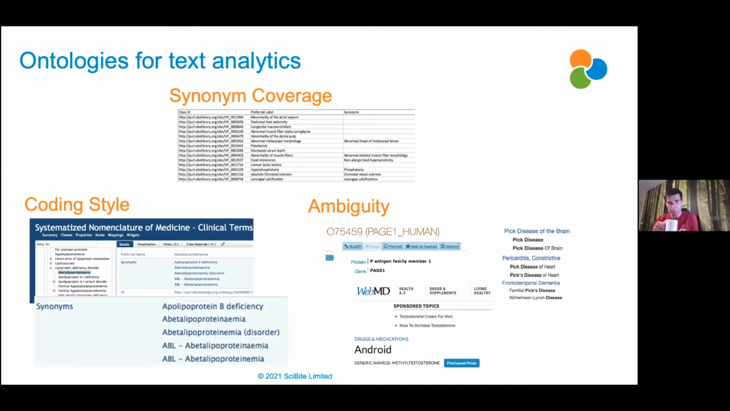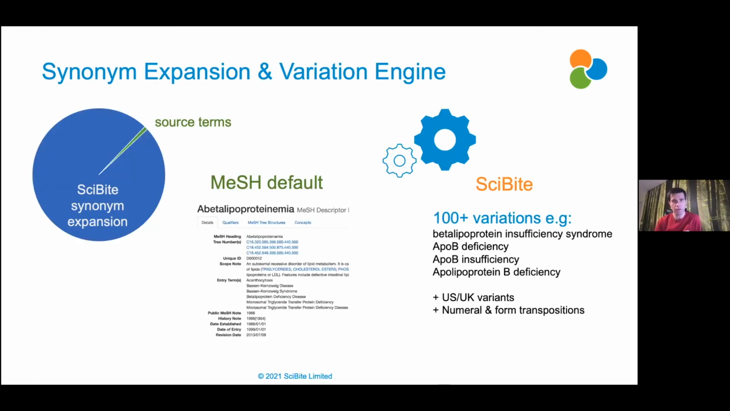So page one is a good example. You don't want to be tagging every page one in every document with something like a page family member one. So yeah, lots of obvious problems for NER. So quite a lot of our work is about that.